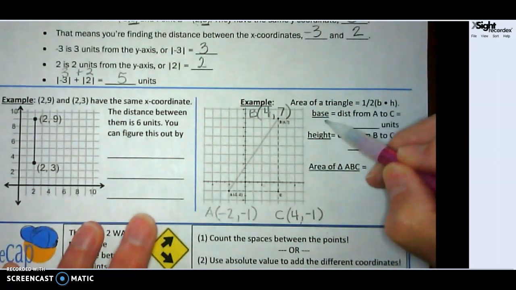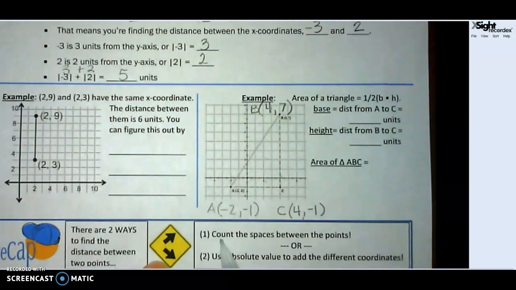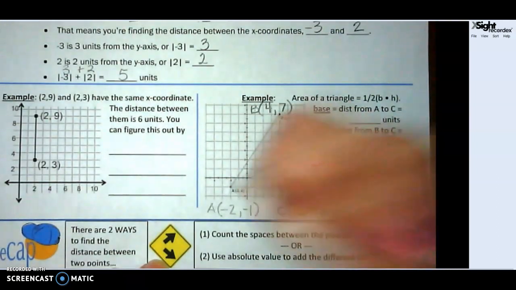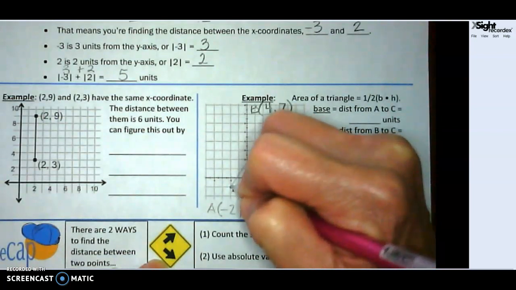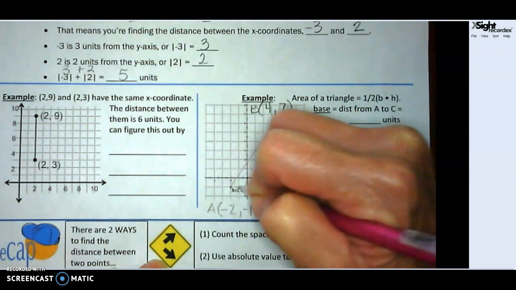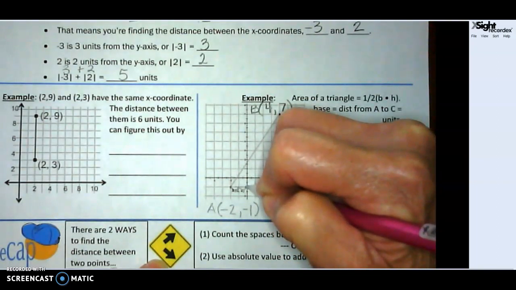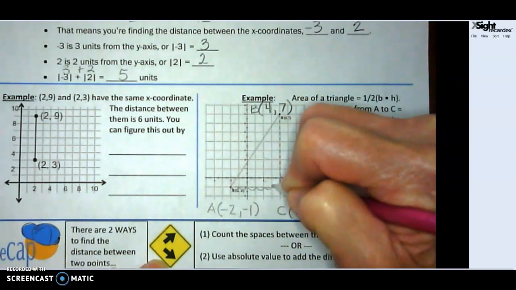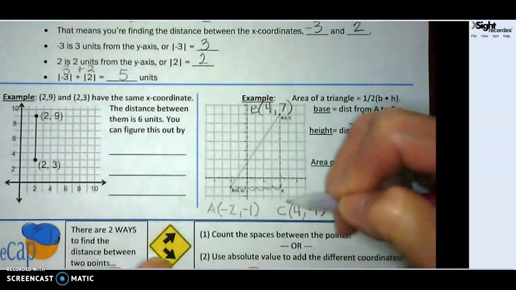So let's look at one way to find the distance between points. We count them. Easy enough. We're finding from A to C. Here's the point. That's not 1. I have to go a distance before I can count 1. 1, 2, 3, 4, 5, 6. So the distance is 6. Easy enough. I can count here.